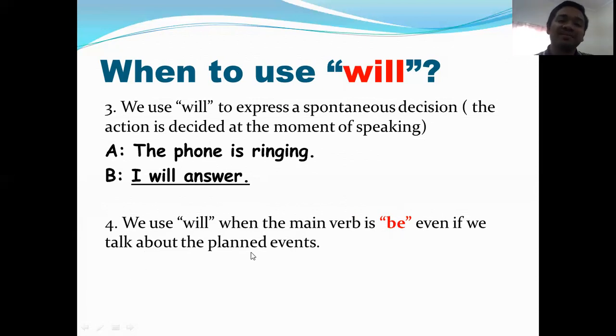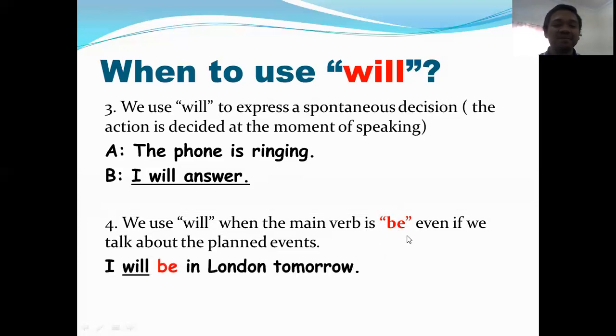The last usage of will: we use will when the main verb is be, even if we talk about planned events. What does it mean? We use will when the main verb is be, not an action word. Example: I will be in London tomorrow. We have will here, and the main verb here is be. I will be at school two weeks from now. So there is no action verb.